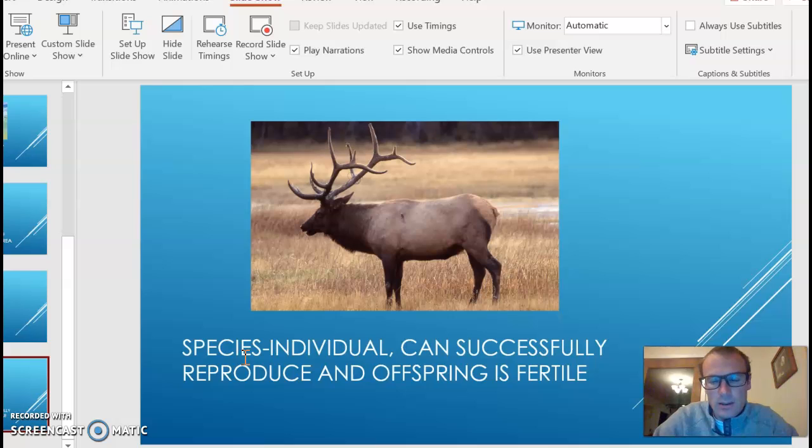So genetically, the offspring isn't viable, and so we would stop. We wouldn't call a mule its own species. It's just this genetically infertile offspring of a donkey and a horse, and so that's where we draw the line with different species.